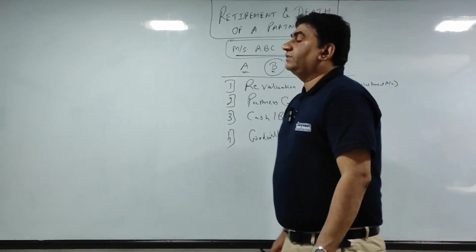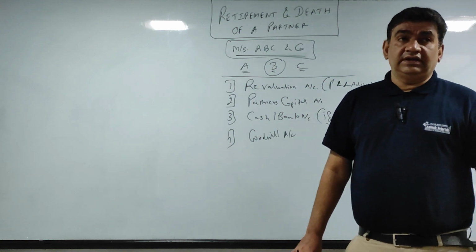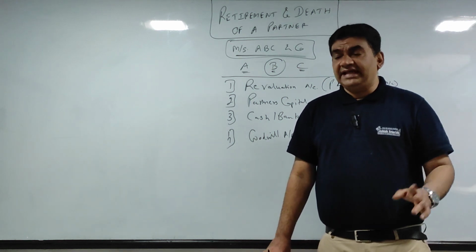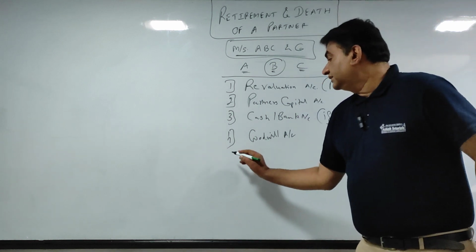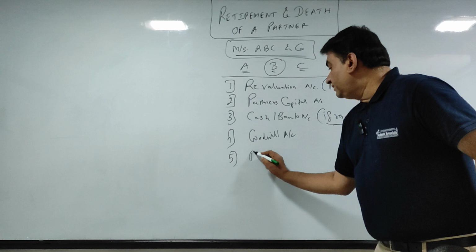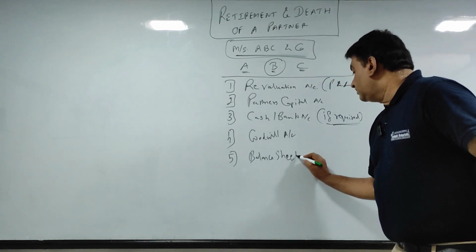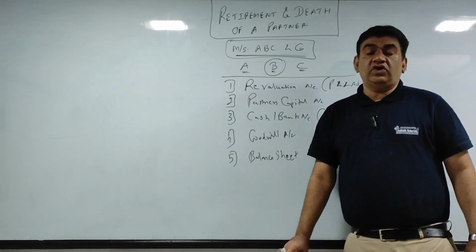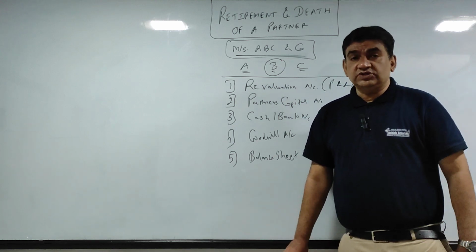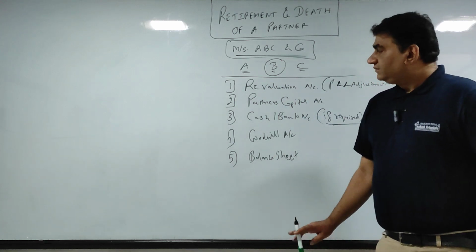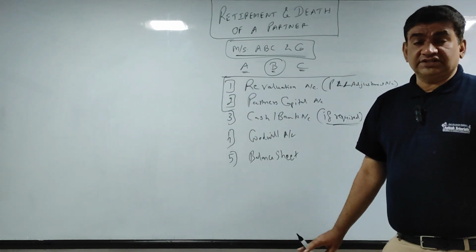Same like admission, on retirement and death, there will be adjustments of goodwill. Different variations of goodwill will be there. What it is, when I start, that time we will see. And the next thing will be balance sheet. Now, balance sheet may not be asked in all the sums. Especially when we come to death, there are sums where you may just have to prepare revaluation and partners capital.